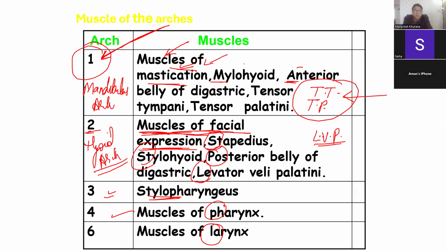What is the nerve supply of mylohyoid muscle? Anterior belly of digastric? Look, when any nerve supply is associated with a pharyngeal arch, all the structures should also be supplied by that nerve, right?